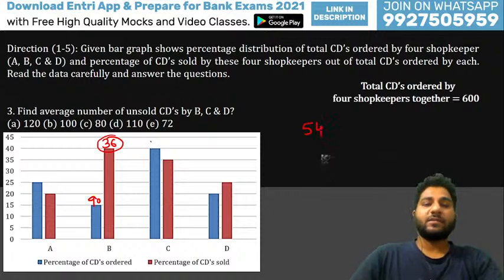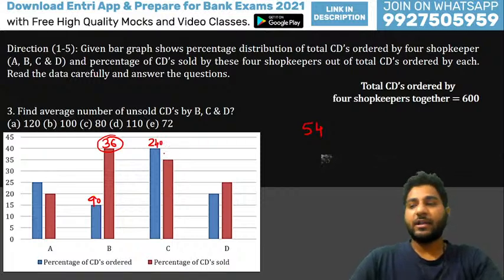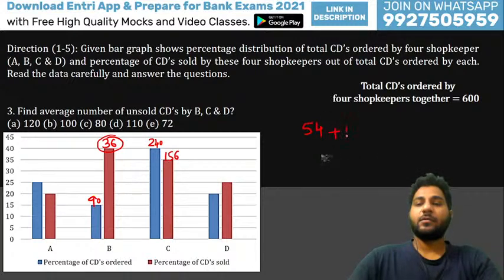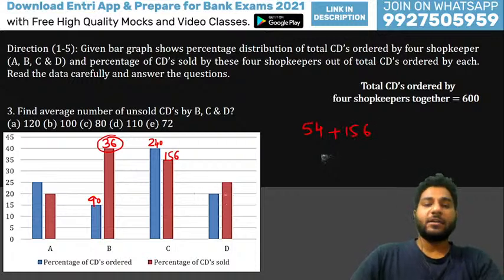Similarly, if C had ordered 240 CDs, and out of 240 C had sold 35%, that means C must have unsold 65%. So 65% of 240 would be 156. And after that, D had ordered 20% of 600, that means 120, and sold 25%.